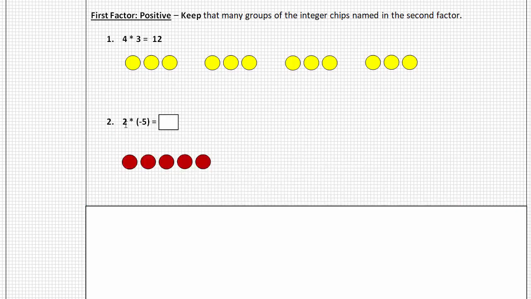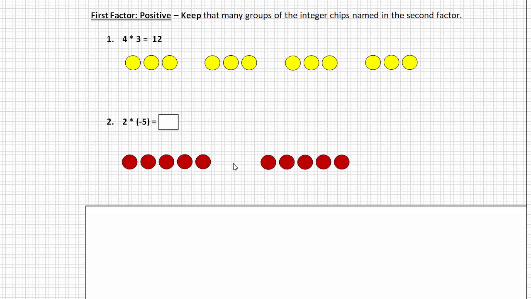So it tells me to have 2 groups of negative 5 chips, and I'm going to keep those. So I have one group of 5 chips that are negative, 1, 2, 3, 4, 5, and I need one more group. Go ahead, if you haven't done so already, and draw in your second group of 5 negatives.